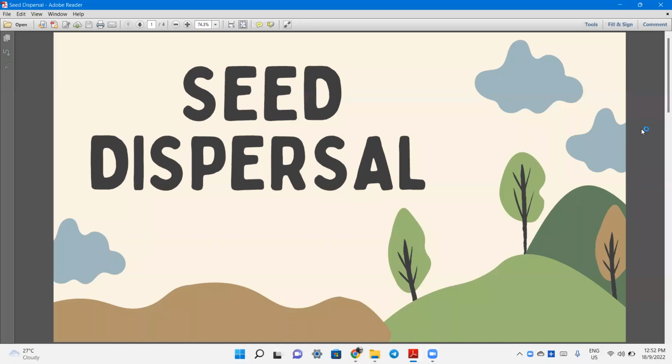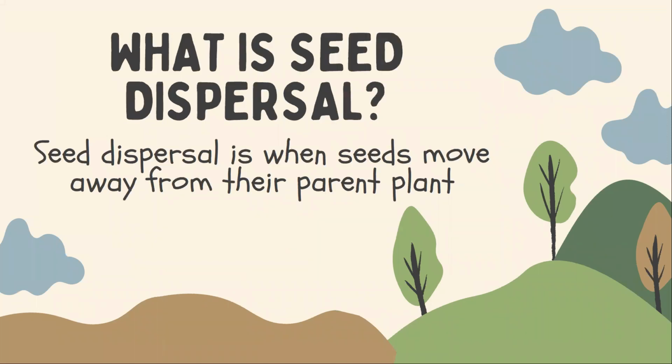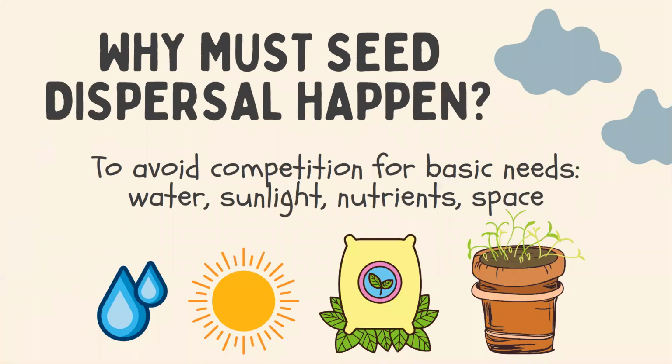Alright, what is actually seed dispersal? Seed dispersal is when seeds move away from their parent plant. Parent plant as in their original plant. Okay, so why do seeds need to do this? It is because this is to avoid competition for basic needs.